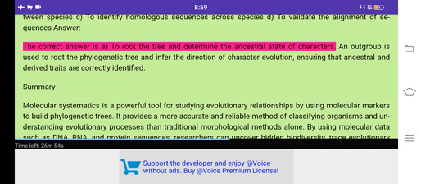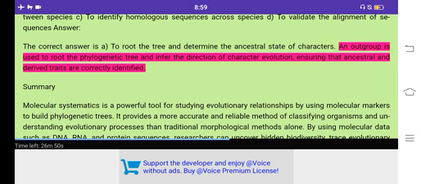To root the tree and determine the ancestral state of characters. An outgroup is used to root the phylogenetic tree and infer the direction of character evolution, ensuring that ancestral and derived traits are correctly identified.